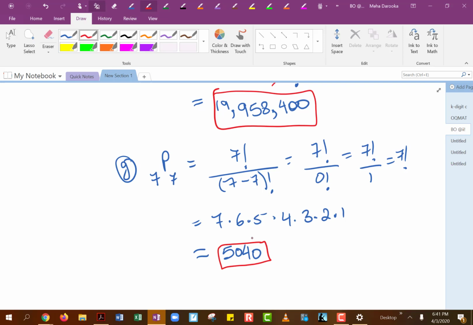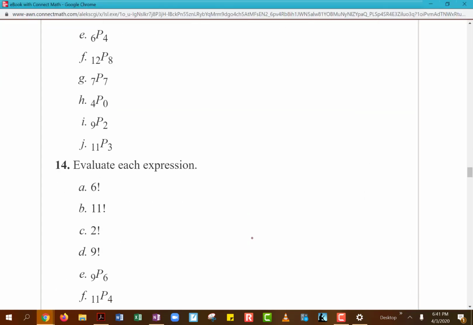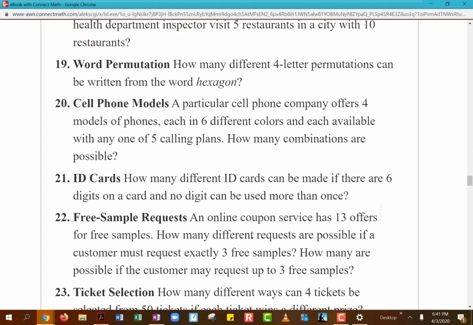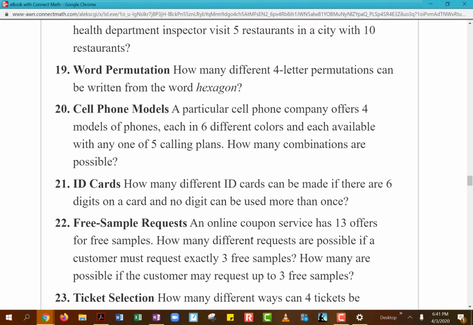I have number 20 selected for us. So let's see what this guy is talking about. This one is saying a particular cell phone company offers 4 models of phone, 6 different colors, and each of these are available with any one of the 5 calling plans, right? 4 models, 6 colors, and 5 calling plans. So they want to know how many combinations are possible.